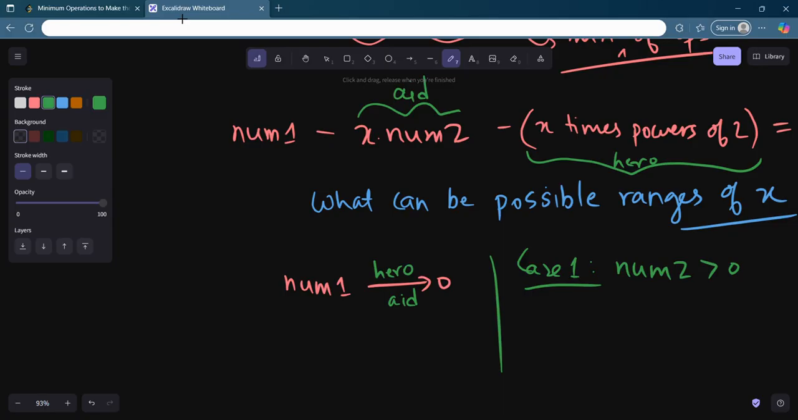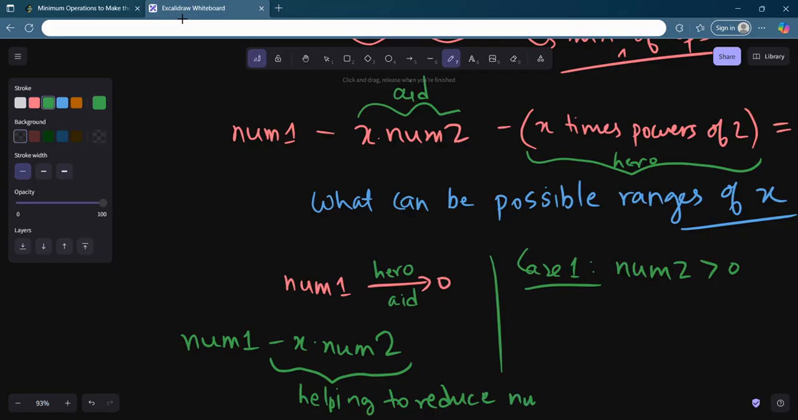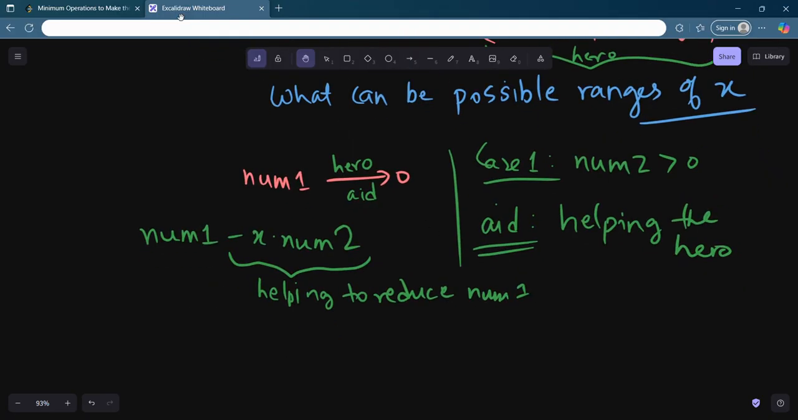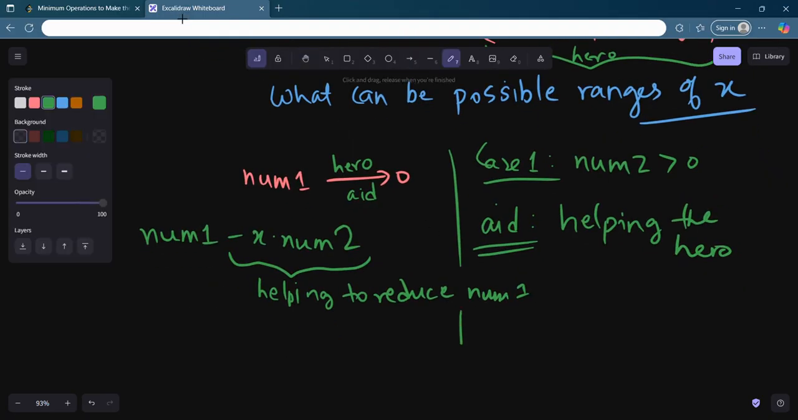What will happen, you see, when num2 is greater than 0, num1 minus x times num2? This num2, when it is greater than 0, is multiplying with a negative value, and it is helping to reduce num1. So the role of this aid is helping the hero. It is something like this. The role of this aid is helping the hero in reducing this num1 to 0.